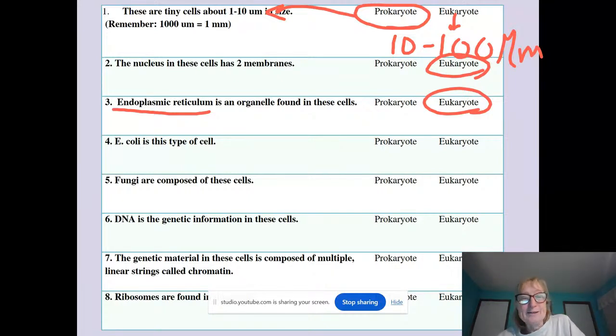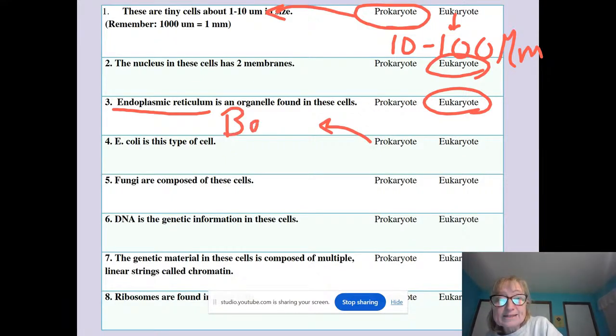All right. E. coli is this type of cell, and fungi are composed of these cells. All right, so can we come up with some examples of prokaryotes and some examples of eukaryotes? So prokaryotes are these simpler cells that don't have membrane-bound organelles. Prokaryotes include all of the bacteria.